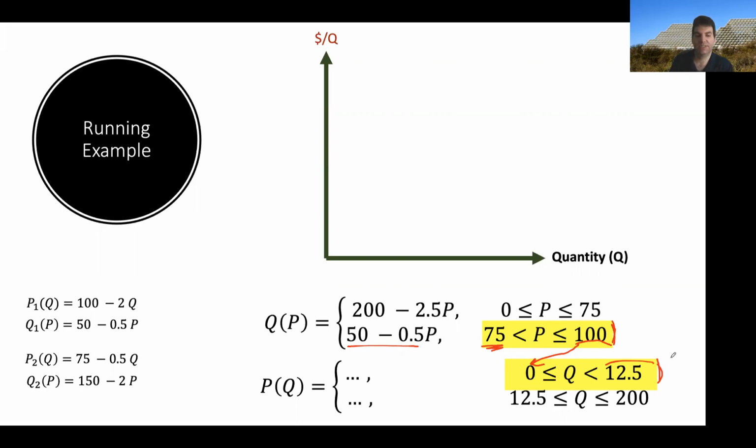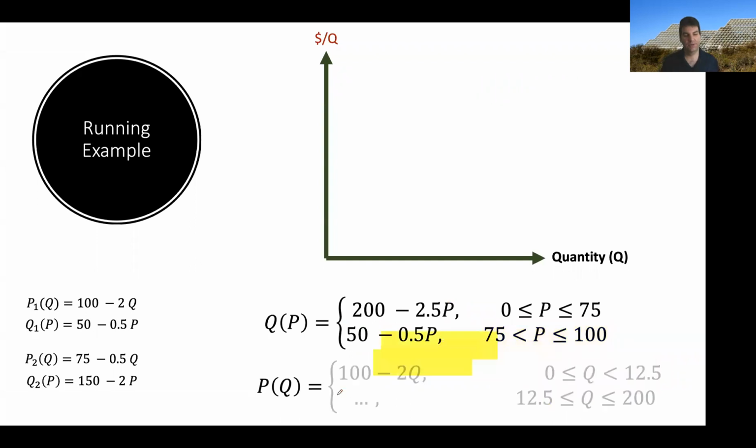So now that I know those ranges, I just do my inverses for each range. I basically say, okay, I'm going to pretend this is the world, 50 minus 0.5p. I set that thing equal to Q and then solve for P, and that gives me the expression I put here. And likewise, for the range in the bottom, I take the corresponding expression for that range up here, invert it, and that tells me what goes down here.